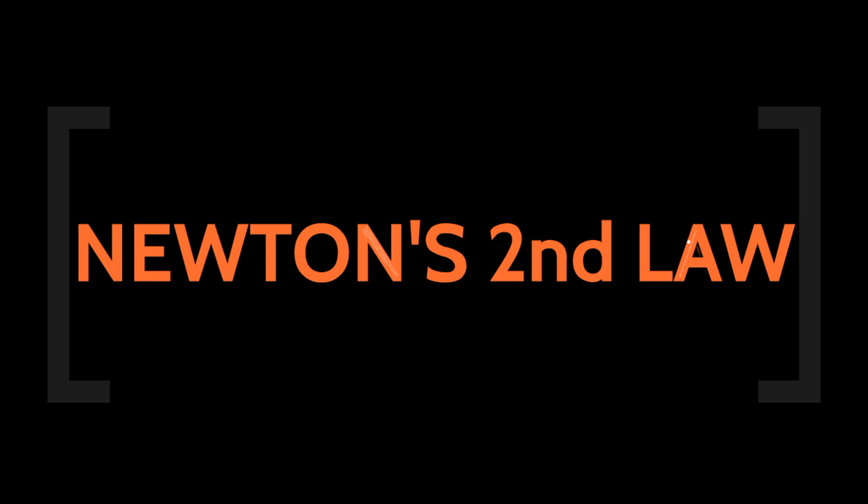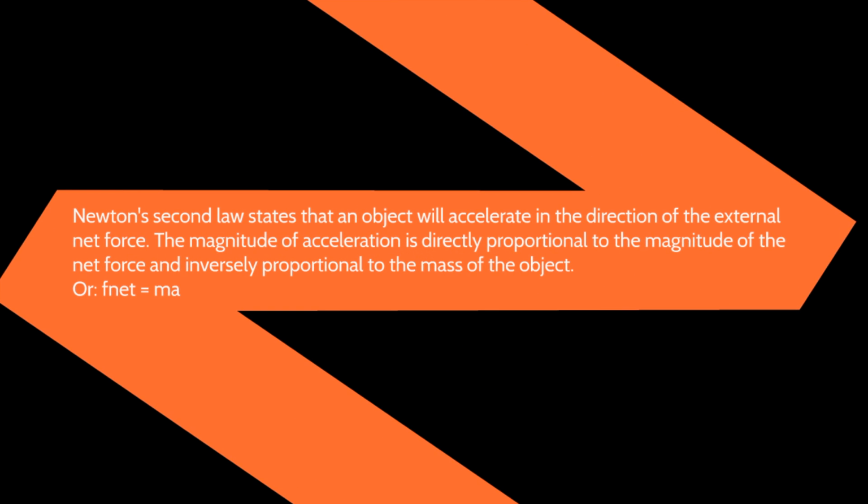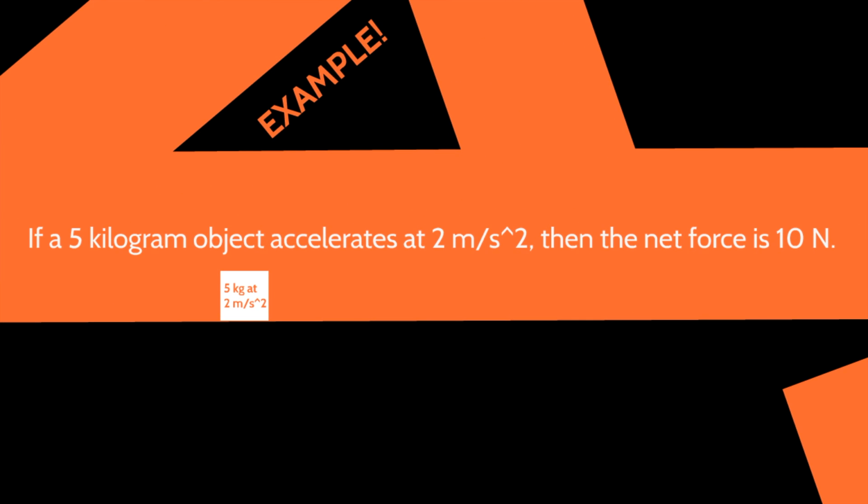Newton's second law. Newton's second law states that an object will accelerate in the direction of the external net force. The magnitude of acceleration is directly proportional to the magnitude of the net force and inversely proportional to the mass of the object, or net force equals mass times acceleration. For example, if a 5 kilogram object accelerates at 2 meters per second squared, then the net force is 10 newtons.